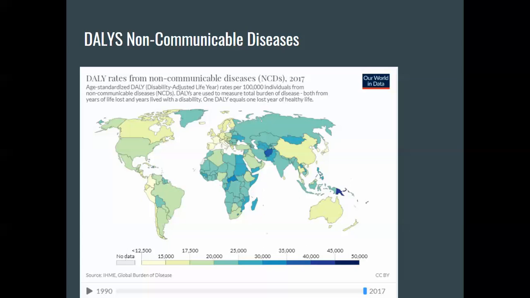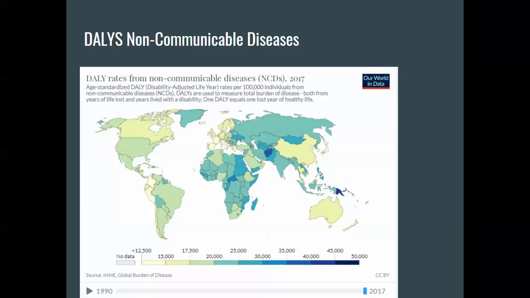Now, contrast that with non-communicable diseases. It's still high throughout the African continent, but you'll notice that throughout much of Eastern Europe and into South Asia, these non-communicable diseases are the ones that are also very significant. And these include such things as cancers, heart disease, respiratory diseases, cardiovascular diseases. Many of these are, if you will, lifestyle diseases. And again, they are much more broadly present.